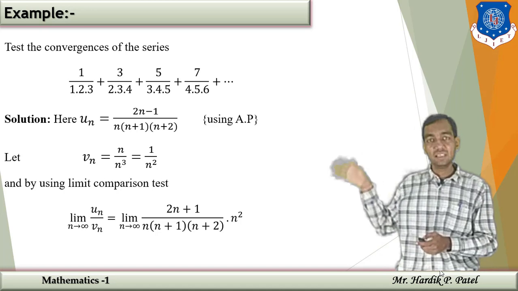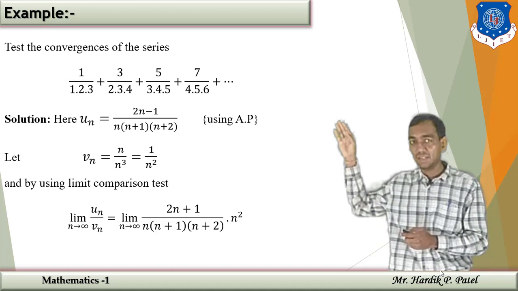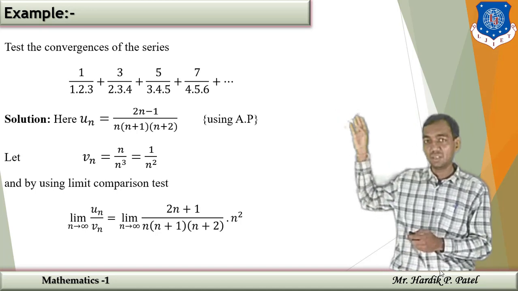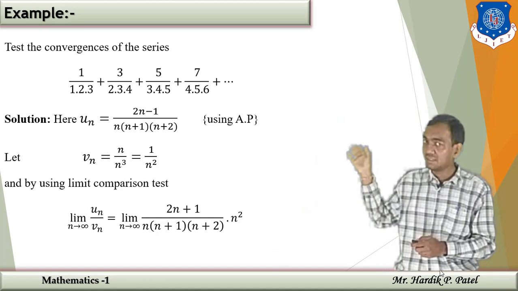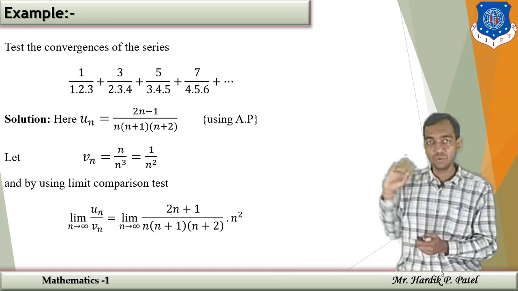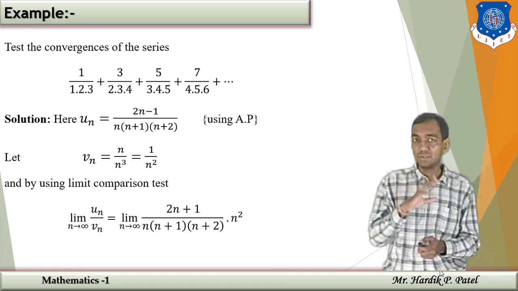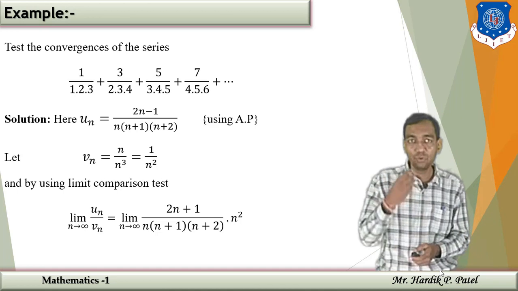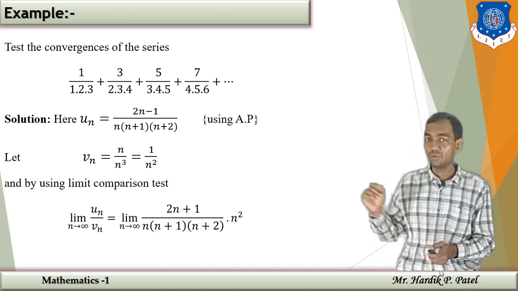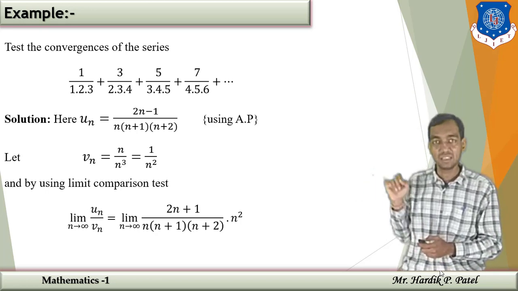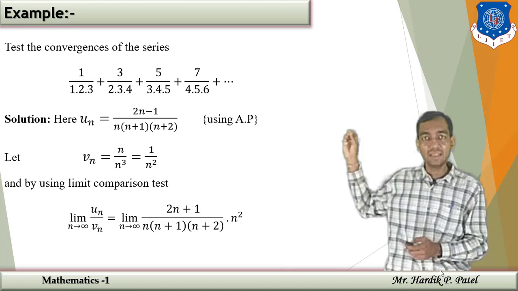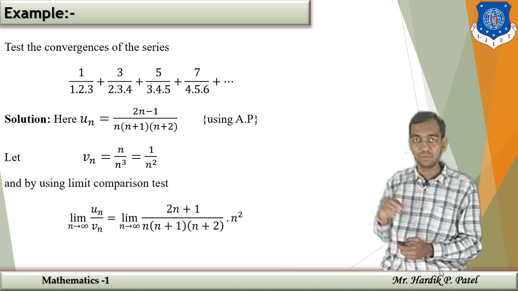Now you can see that if you only consider the numerator part, then the numerator part is 1, 3, 5, 7. That is nothing but an arithmetic series with common difference d equal to 2 and first term a equal to 1. So to find the nth term, you use the formula a plus (n minus 1) into d, correct? Applying it, the numerator will be 2n minus 1.